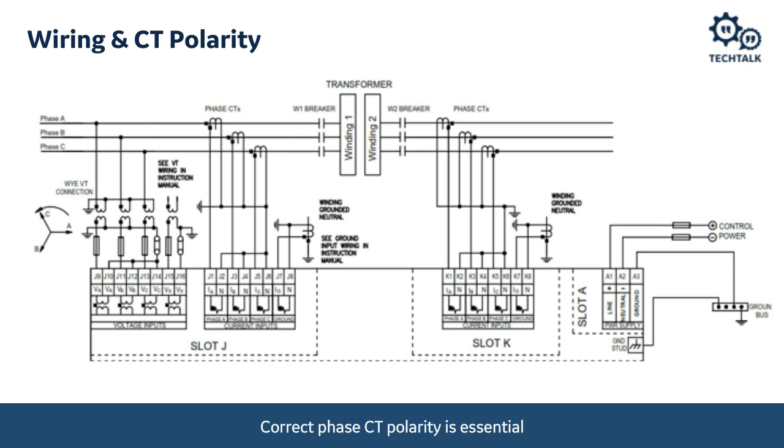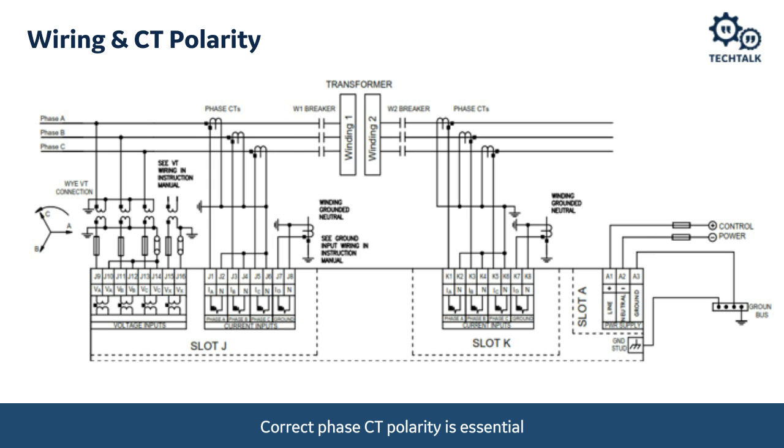So moving on, this last note is not so much a challenge, but more a word of caution. Every now and then we have someone ask us why their differential element keeps tripping every time they go online, even though there's no fault. Often it ends up being a matter of how the CTs are wired to the relay. So here we're showing the typical wiring diagram from the manual for the 845 relay. Notice how the CT polarity markings are pointing away from the transformer.